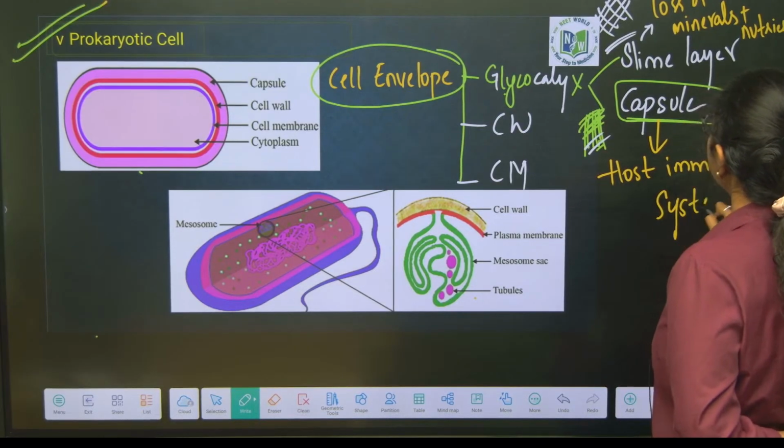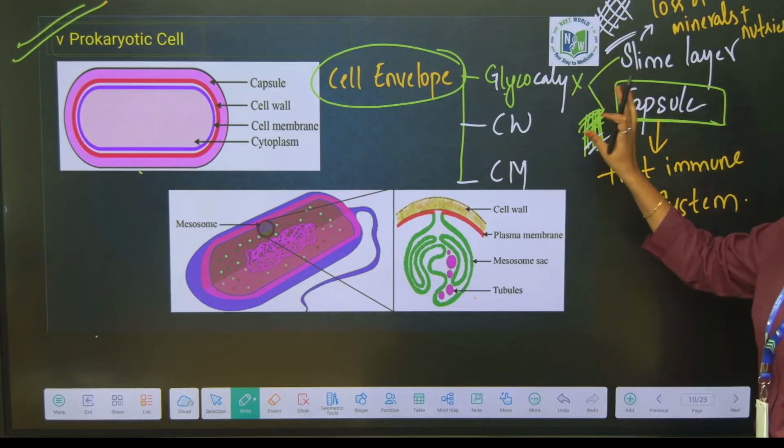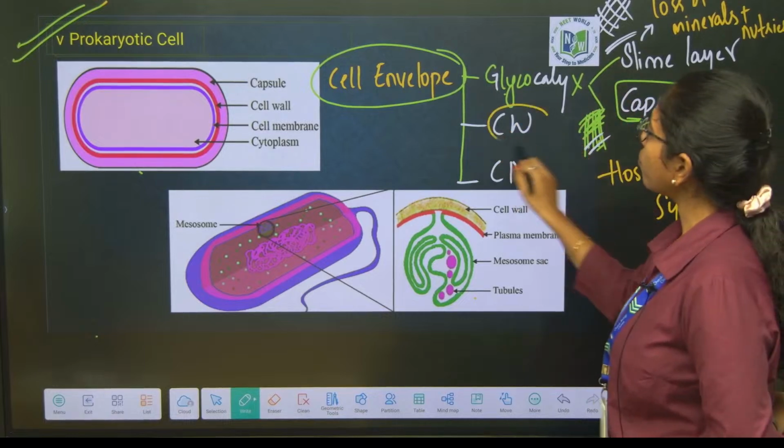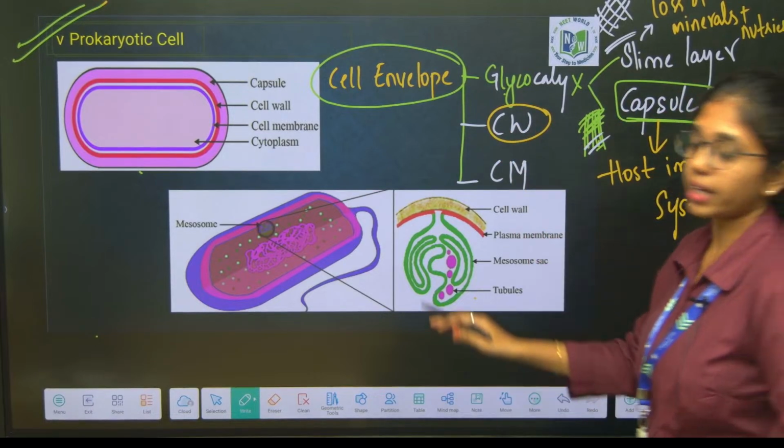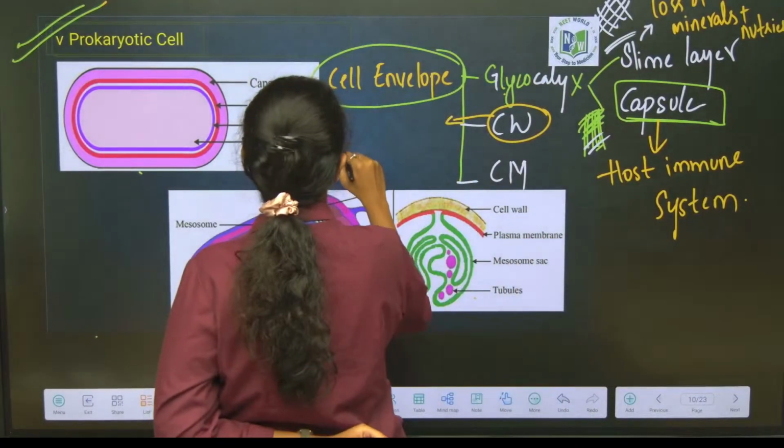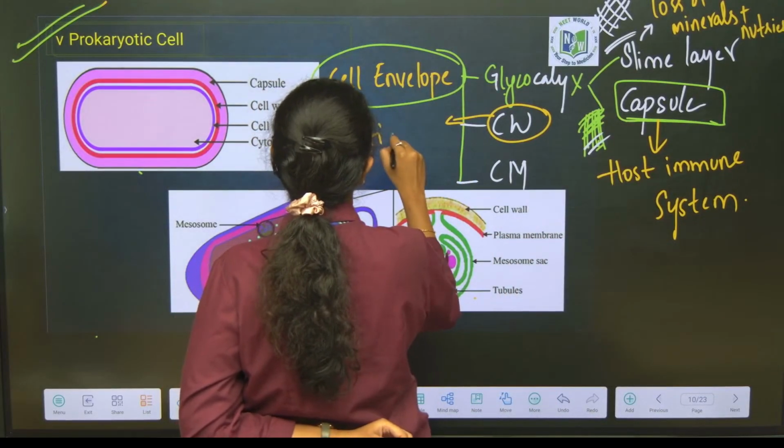Good, right? So glycocalyx is clear to you. Most of the cell wall composition in bacteria will be the peptidoglycan layer. Peptidoglycan.